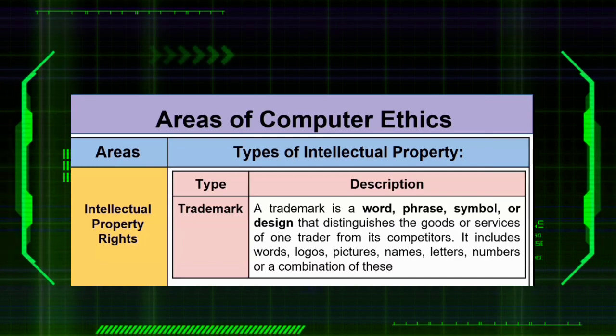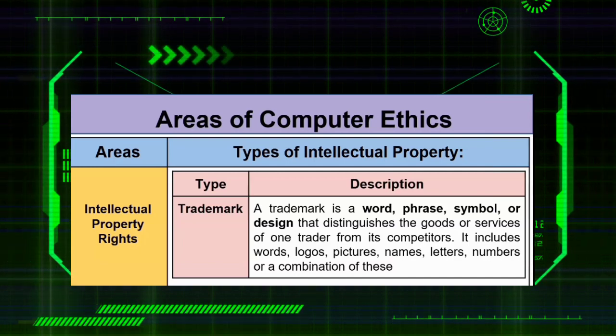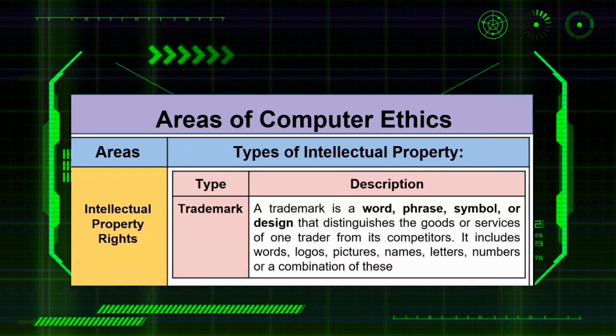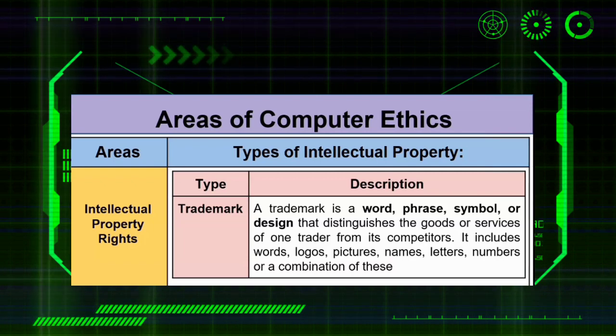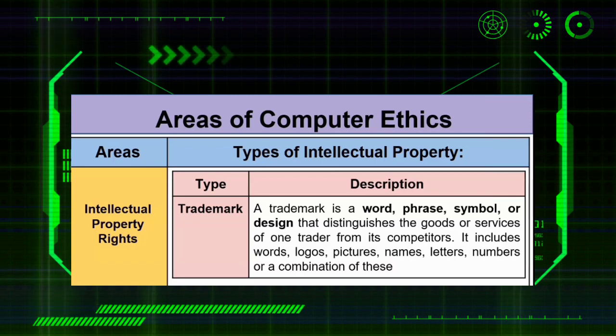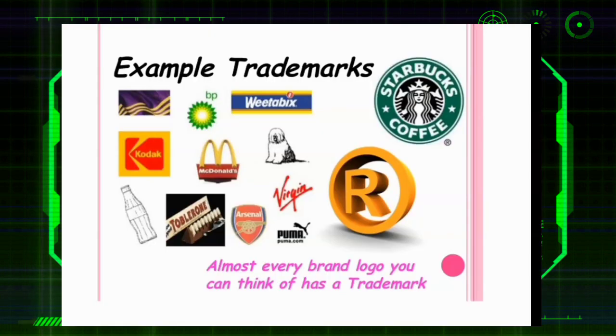The last type of intellectual property is trademark. A trademark is a word, phrase, symbol, or design that differentiates the goods or services of one trader from its competitors. It includes words, logos, pictures, names, letters, numbers, or a combination of these. Example of trademarks.